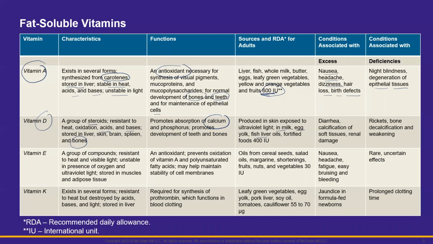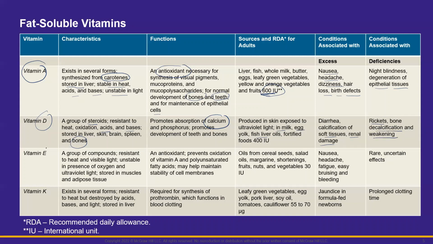Excess of vitamin D can cause diarrhea, calcification of soft tissue, and renal or kidney damage. Deficiency of vitamin D can cause, for kids, rickets, which is the bow type of bone, bow-shaped bones on the leg, and also bone decalcification and weakening.